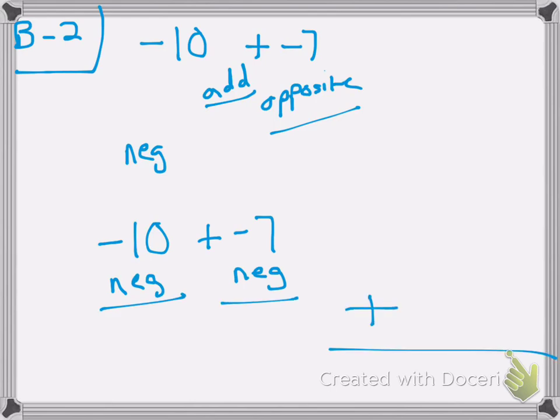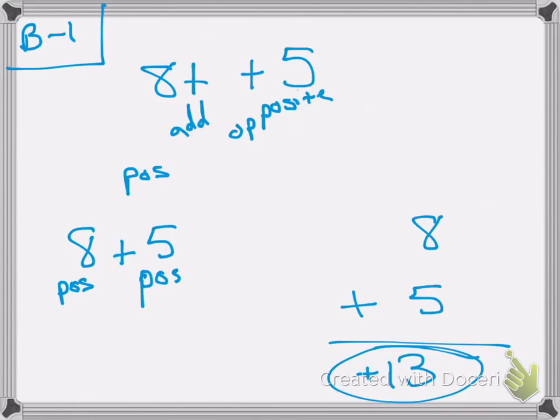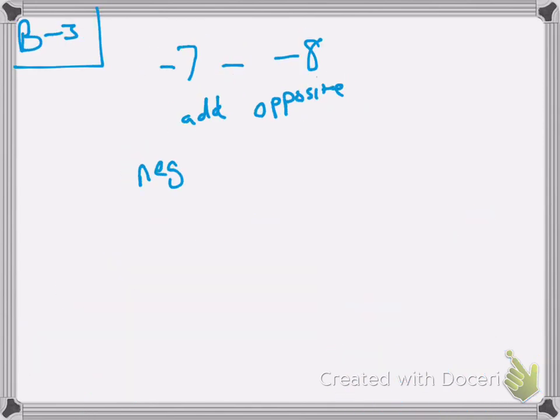Take the absolute value of -10, which is 10. Take the absolute value of -7, which is 7. 10 plus 7 is 17. But since they are both negative, we're going to keep the negative sign. So negative 17. So we've got positive 13, negative 17.